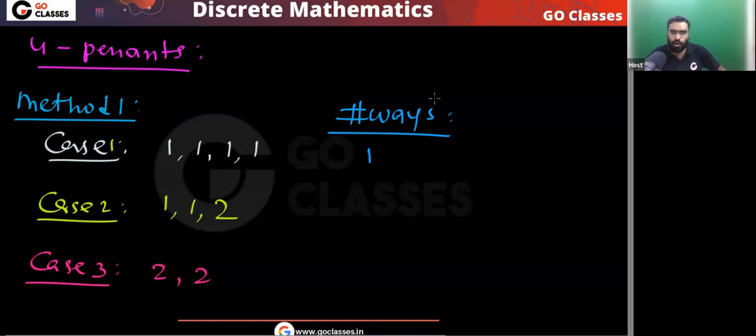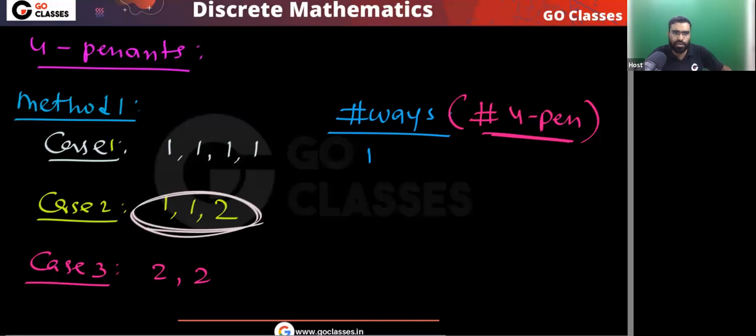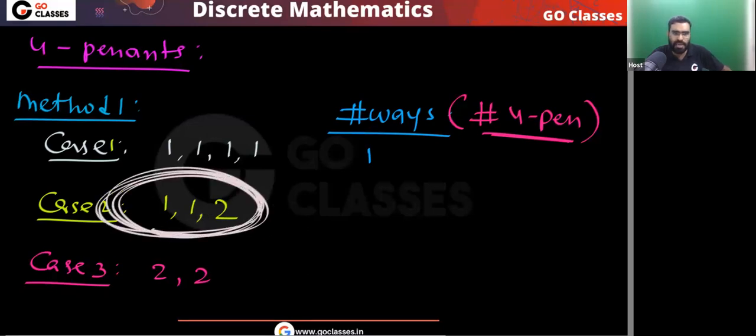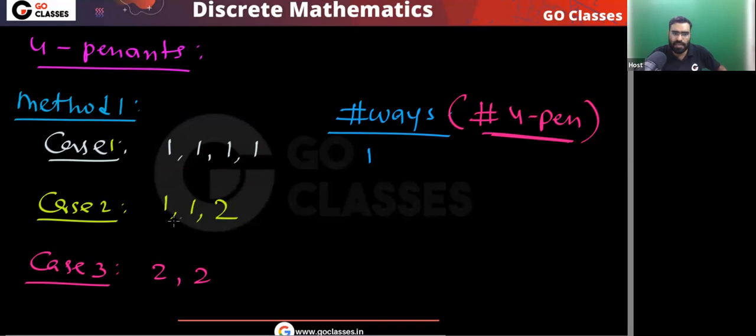So the number of ways means the number of 4 pennants. How many 4 pennants can you create here? You can create any permutation of these, 1 1 2, because the order matters. Yes or no? So that is very simple: 3 factorial divided by 2 factorial.